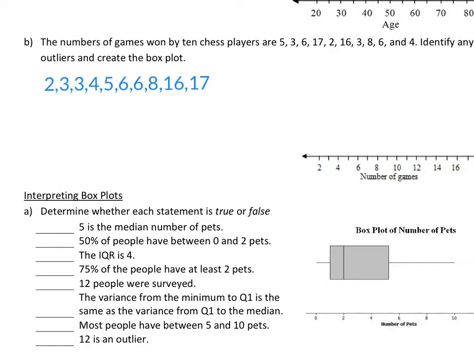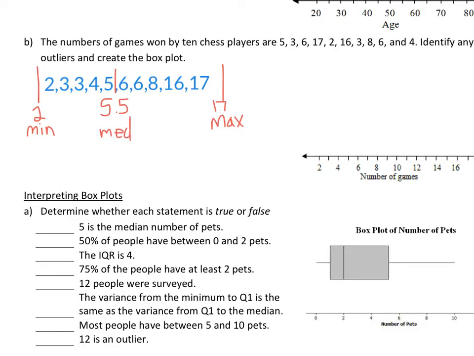Now when constructing box plots, we need to find our 5-number summary. We need our minimum and our maximum. So the minimum here is 2, and the maximum is 17. To find the median, I need to find the middle number. Well, there are 10 numbers, so it's going to be between the 5th and 6th digit. Between 5 and 6 is 5.5, which is our median.